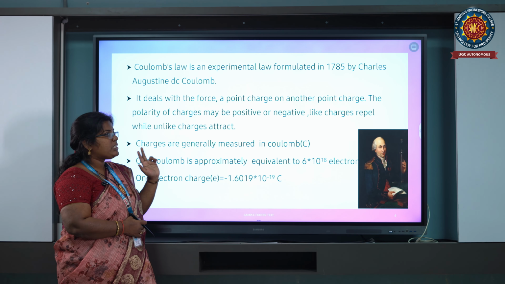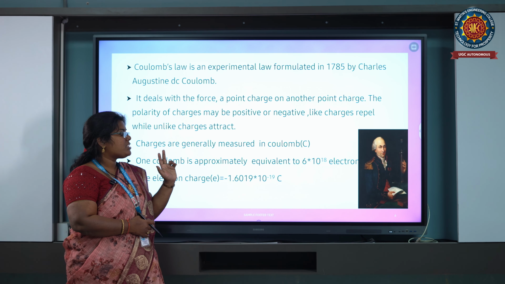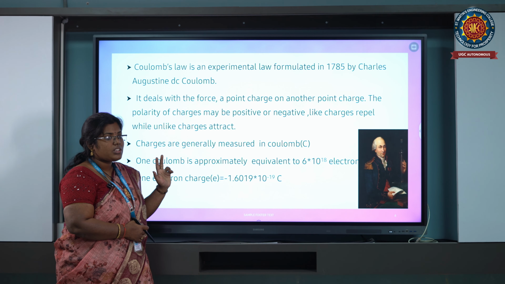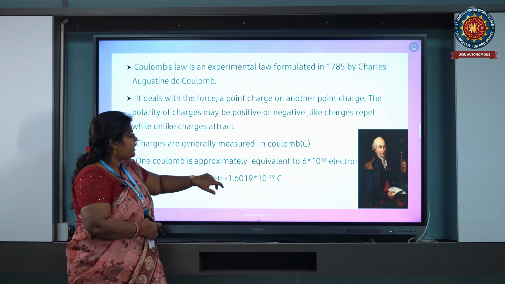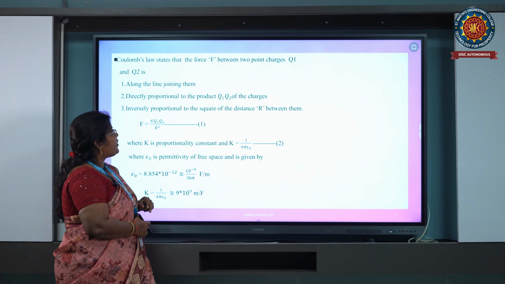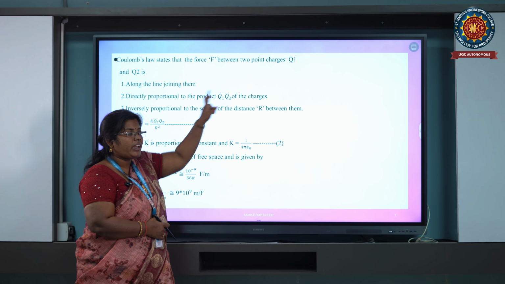So charges can be measured with Coulomb's law. The charge is about 6 into 10 to the power of 8 electrons, and each electron carries 1.6 into 10 to the power of minus 19 coulombs. So this is the force of attraction between two point charges, which are Q1 and Q2.